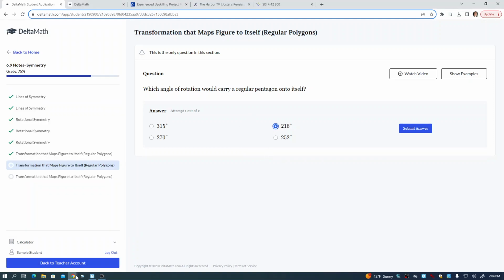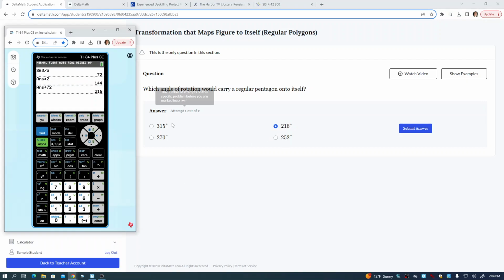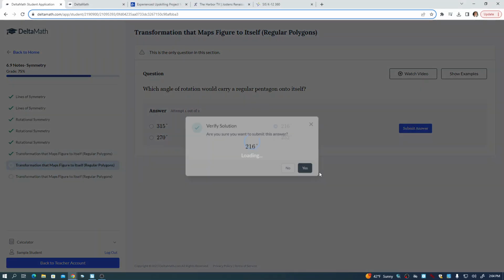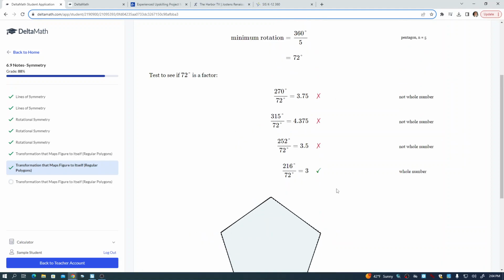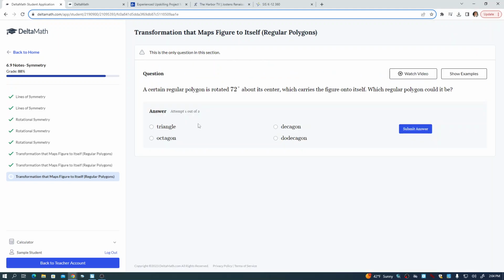The other thing that you could do is take these options, so you could try 315 and divide by 72. If it comes out as a decimal, that means it's not a multiple, it's not a factor. So you could keep trying the other options to see if 72 divides evenly, and it doesn't, except for the 216. So you're watching it, this pentagon is every 72 degrees, and you're just checking to see which of them divide by 72.